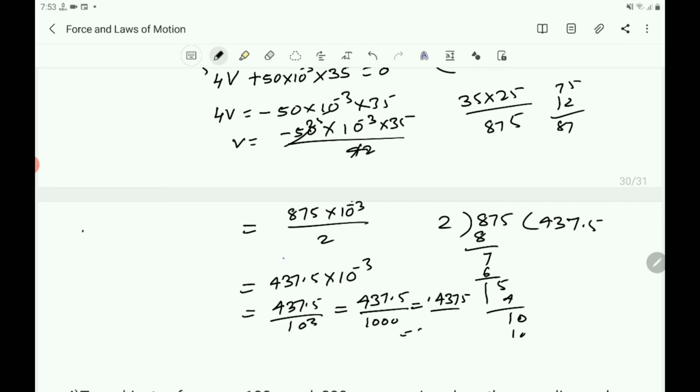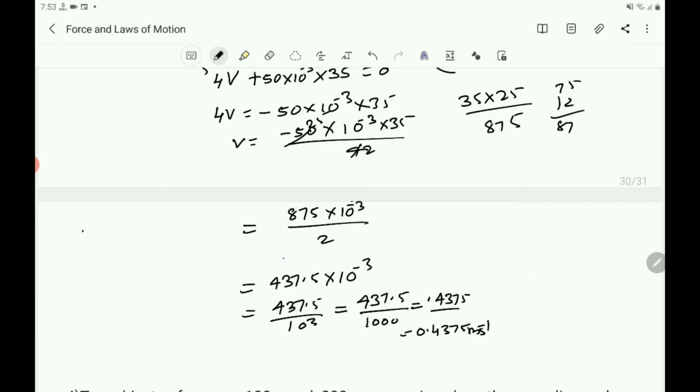Then it becomes 0.4375 m s to the power of minus 1. So you can write that equals approximately 0.44, since 375 is approximately equal to 400. So you can write 0.44 m s to the power of minus 1.